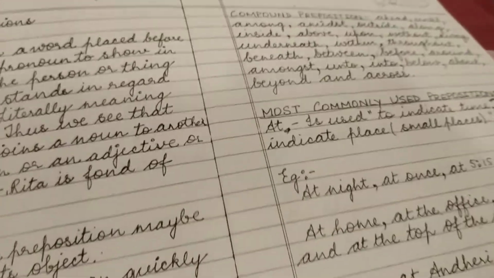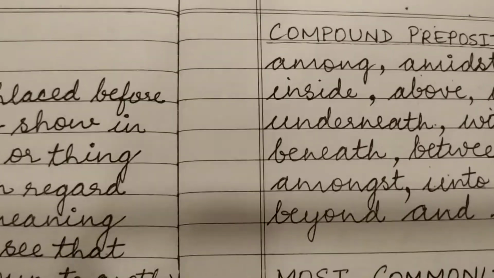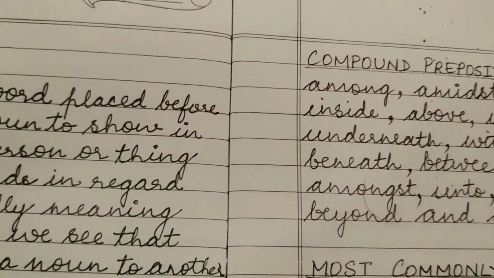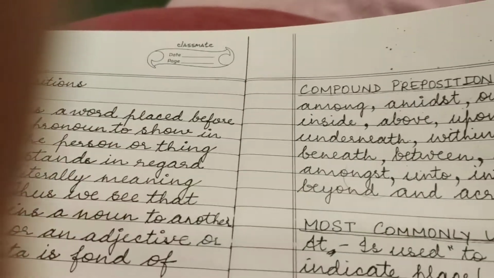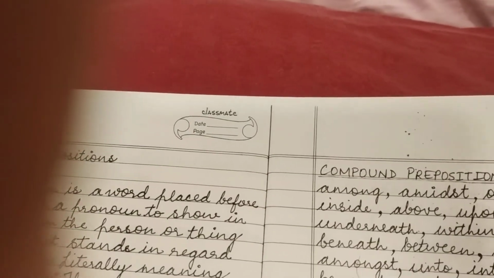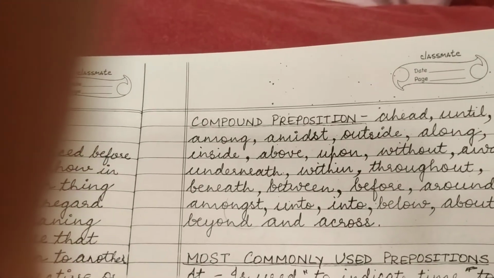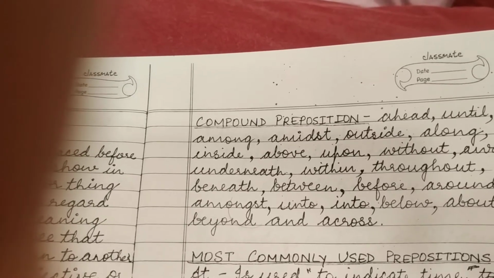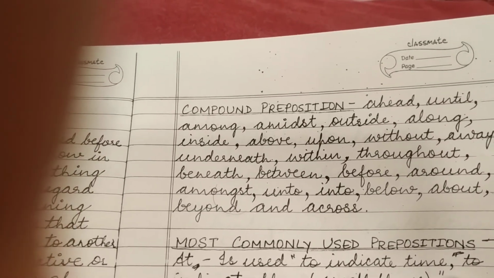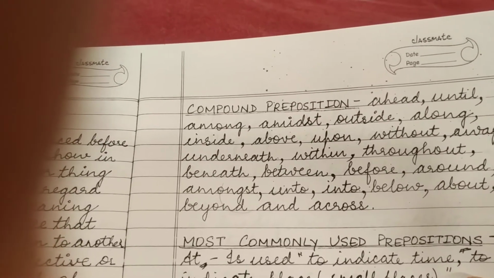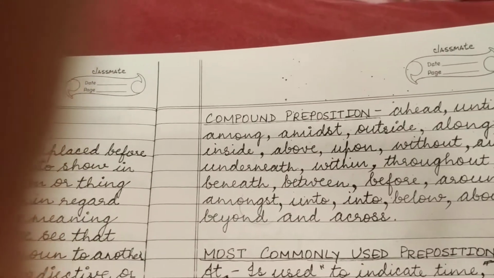The examples of compound prepositions are ahead, until, among, amidst, outside, along, above, upon, without, away, underneath, within, throughout, beneath, between, before, around, amongst, unto, into, below, about, beyond, and across.